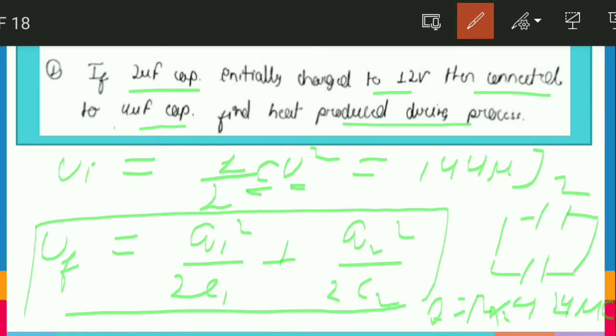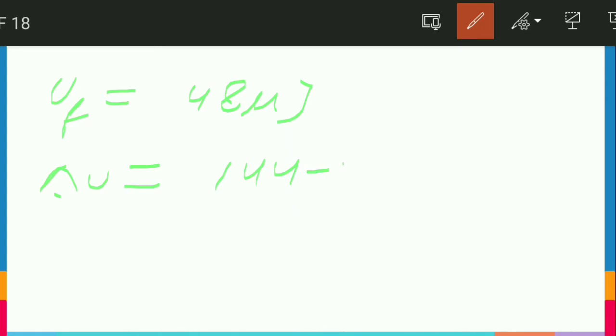So after reconnection it has been distributed, some here and some here, and till now I hope you have understood how to distribute the charges according to their capacitance. So friends, when you find, you will get q1, the charge on 2 microfarad, equals 8, and this you will get equals 16. So just after putting values, you will get U final equals 48 microjoule. So you can see that potential energy has decreased, and the decrease is equal to how much? 144 minus 48 equals 96 microjoule.